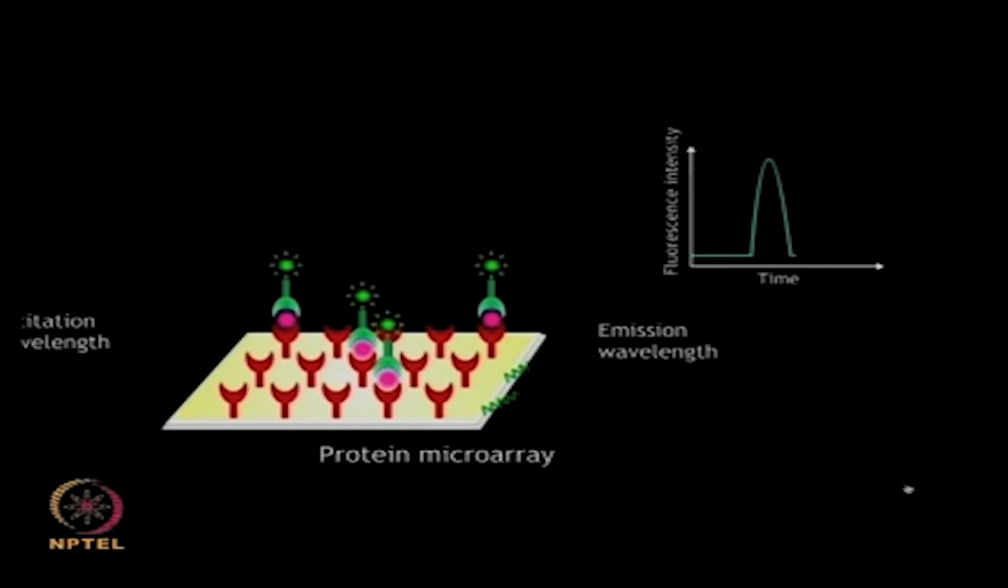The resulting emission is measured using a microarray scanner and can be used to quantify the corresponding antigen antibody interaction. As shown on the right hand side in the graph, time versus fluorescence intensity is plotted and one can look at the peak to measure this fluorescence intensity. Sensitivity of less than 1 nanogram is achievable by using these fluorescent dyes.